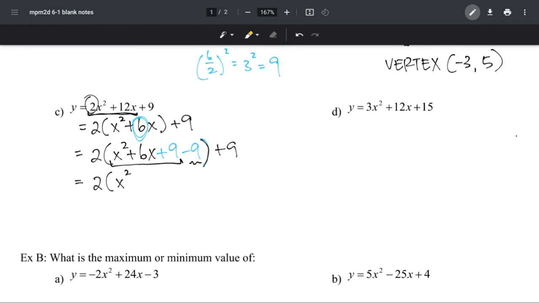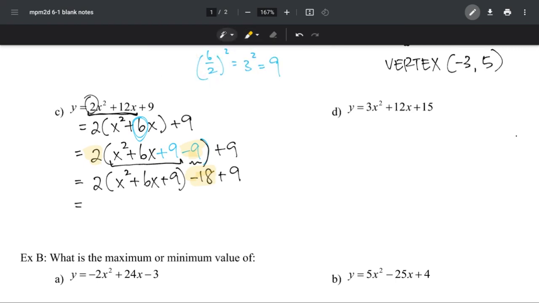So I get 2x squared plus 6x plus 9, and I'm going to multiply 2 times negative 9, which gives me negative 18 plus 9. Okay, so everything was the same except I took that 2 and that negative 9 and I multiplied them together to get negative 18. Everything else is exactly the same.